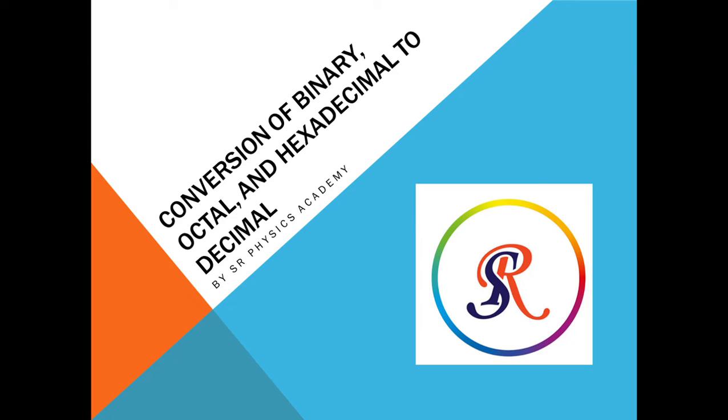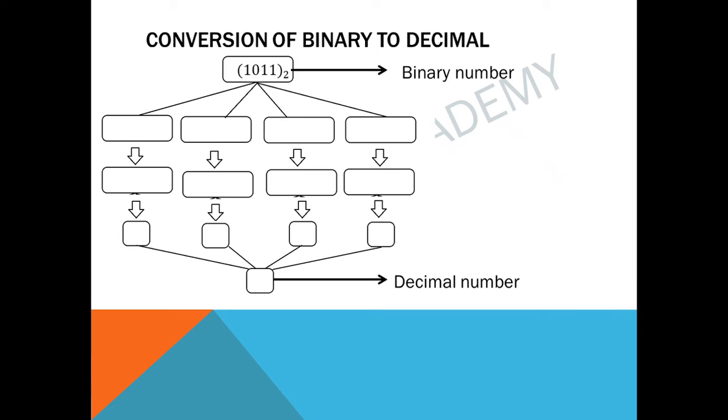Today we are going to discuss conversion of binary, octal and hexadecimal to decimal. First, let us discuss conversion of binary to decimal. To convert a binary number to decimal, we use the multiplication method.